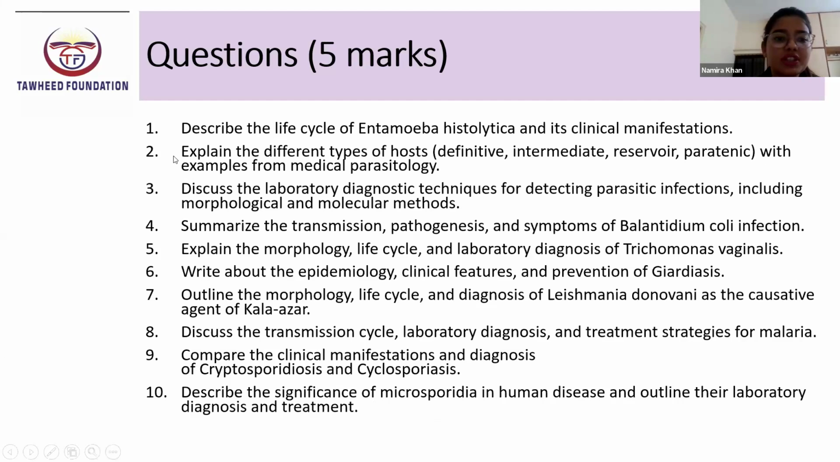For 5 mark questions, first, describe the life cycle of Entamoeba histolytica and its clinical manifestation. Second, explain the different types of host, definitive, intermediate, reservoir, and paratenic, with an example of each from medical parasitology. Third, discuss the laboratory diagnostic techniques for detecting parasitic infections, including morphological and molecular methods.